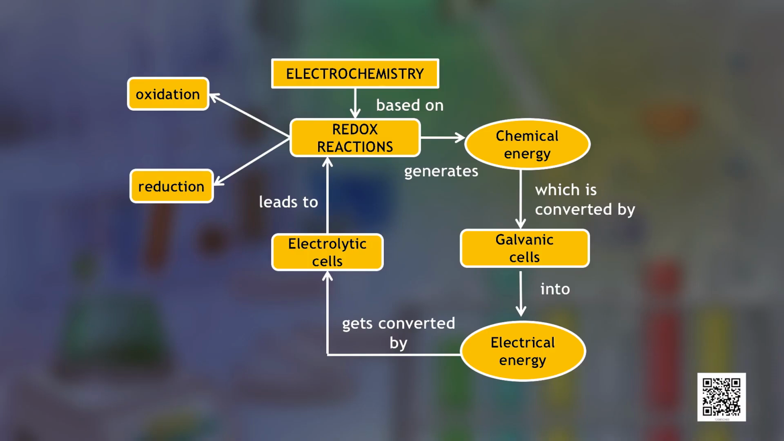So, let us summarize our discussion with a concept map. Electrochemistry is a branch of chemistry which is based on redox reactions. The redox reactions involve the process of oxidation and reduction. The chemical energy generated by these redox reactions is converted into electrical energy by a galvanic cell, and electrical energy is converted into chemical energy by an electrolytic cell.